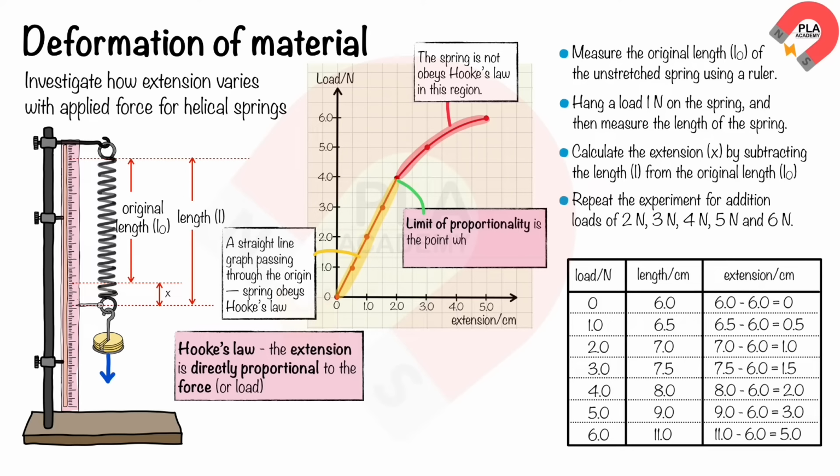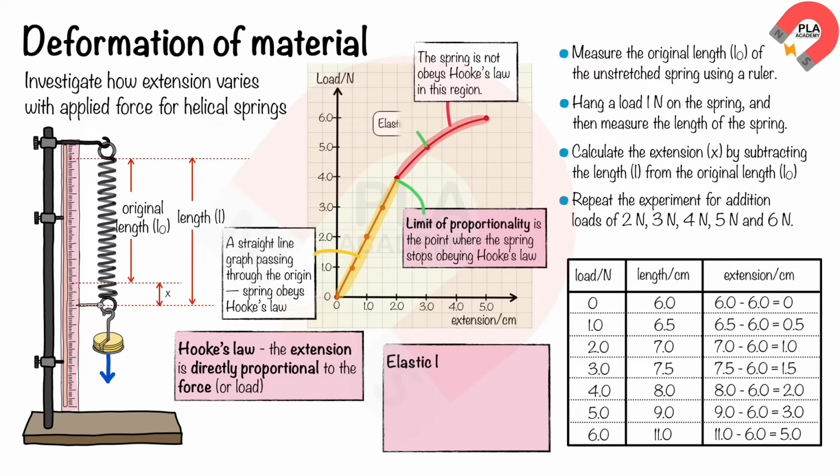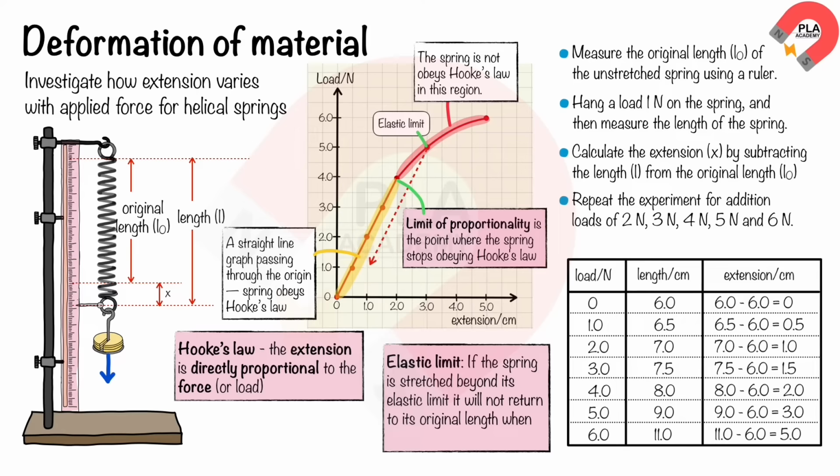It is the point where the spring stops obeying Hooke's law and starts to stretch more for each increase in the load force. This point is called the elastic limit. If the spring is stretched beyond its elastic limit, it will not return to its original length when the weights are removed.